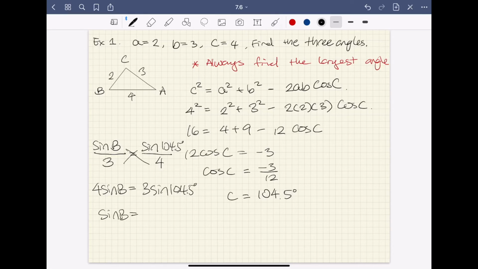Sine B is equal to 0.726. And so angle B is equal to 46.6 degrees. So we know angle C, we know angle B, it's easy to find angle A. Angle A is equal to 180 minus 104.5 minus 45.6, which is equal to 29.9 degrees.